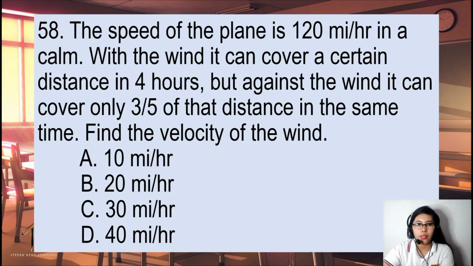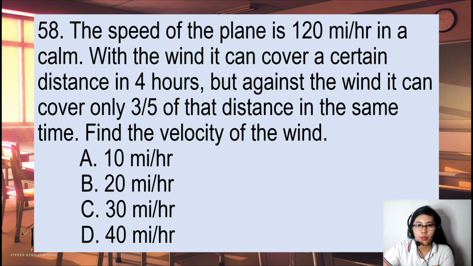Okay, so the speed of the plane is 120 miles per hour in calm air. With the wind, it can cover a certain distance in 4 hours. But against the wind, it can cover only 3/5 of that distance in the same time. So find the velocity of the wind.